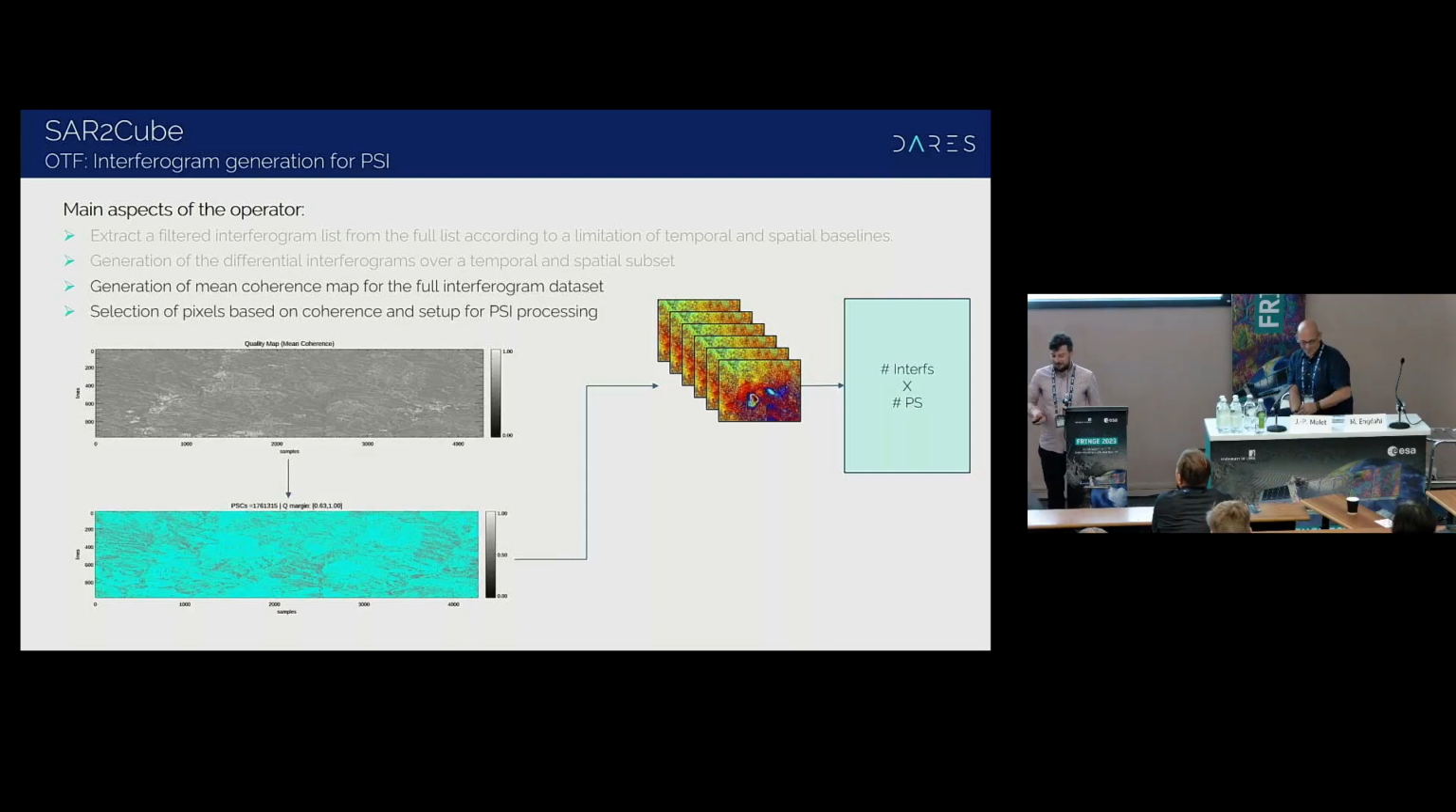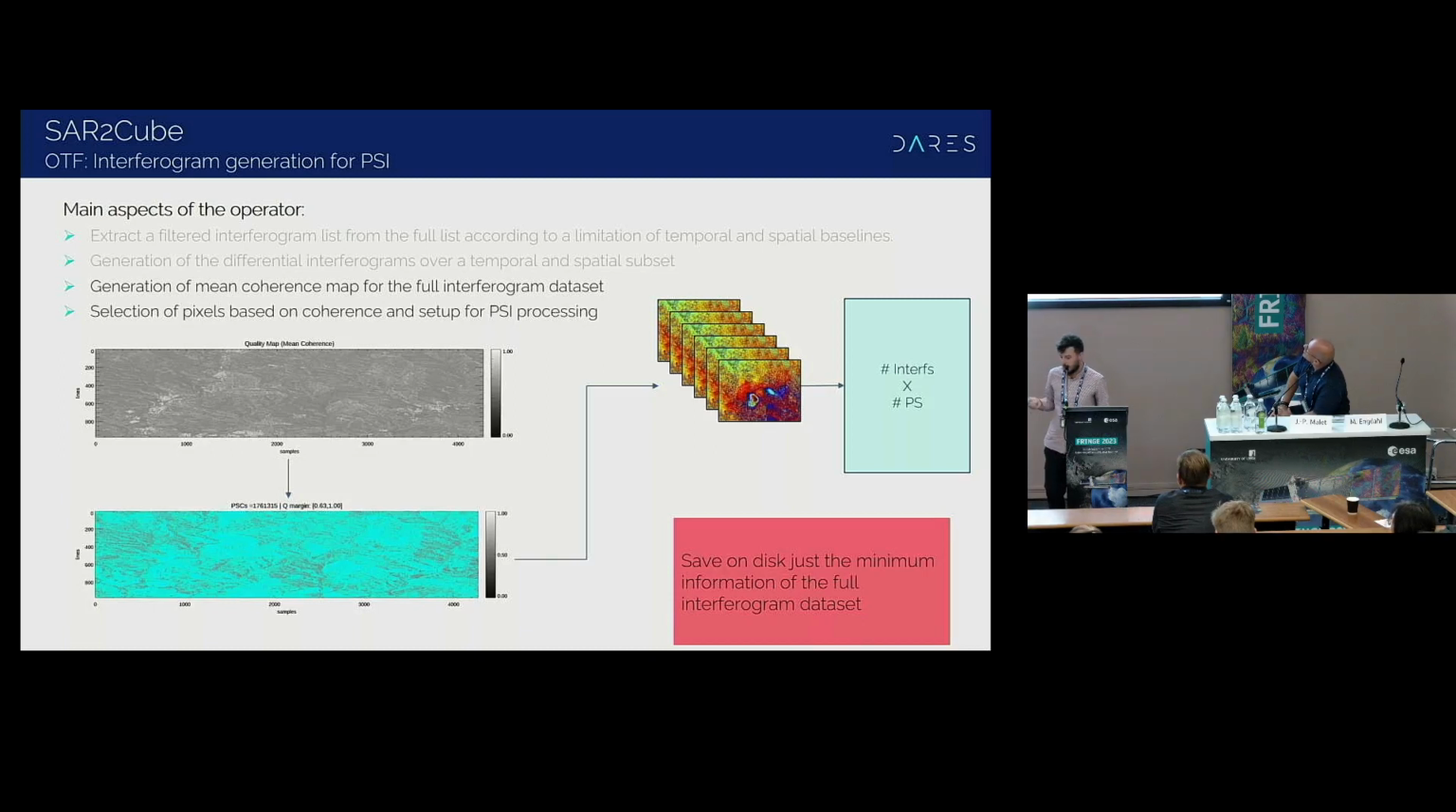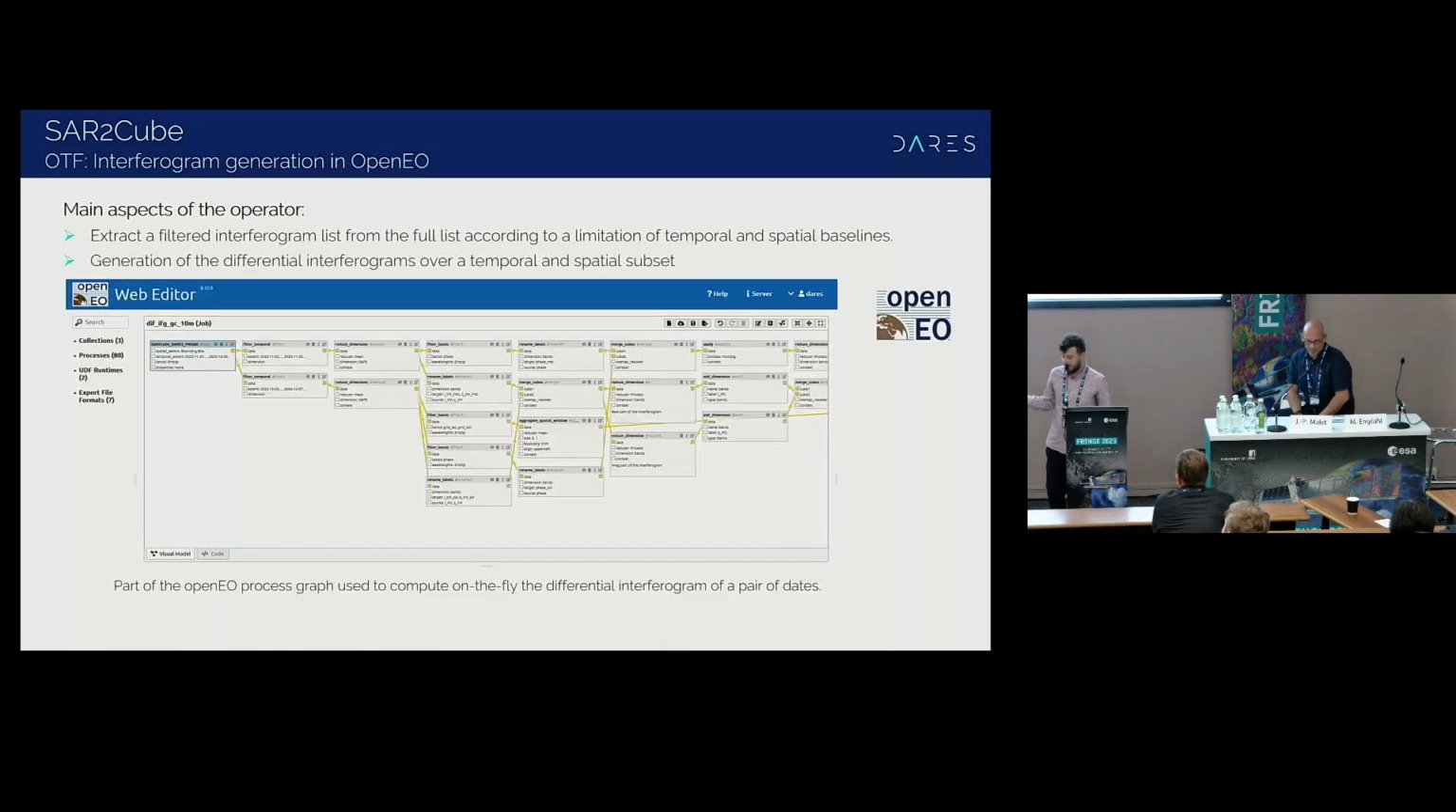So we select the pixels, and then, without storing all the interferogram dataset, we just pick up the pixels we want and save the basic information about the pixel selection over the interferogram dataset. So we just need to save a matrix of number of interferograms by number of points.